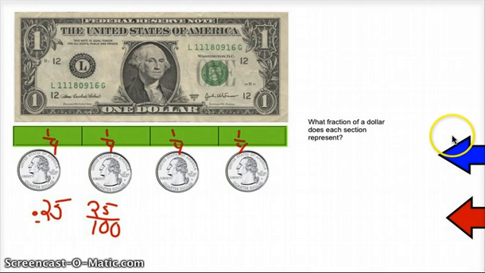So if you say the word name of a decimal, you can just write the fraction from it. 25 hundredths is 25 over 100. If I wanted to simplify that, I divide the numerator by 25, the denominator by 25, and I would have 1/4.